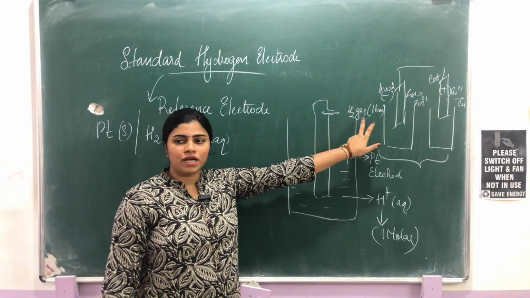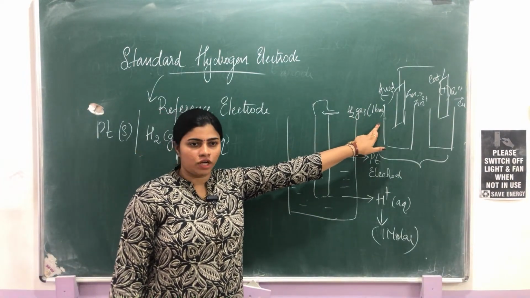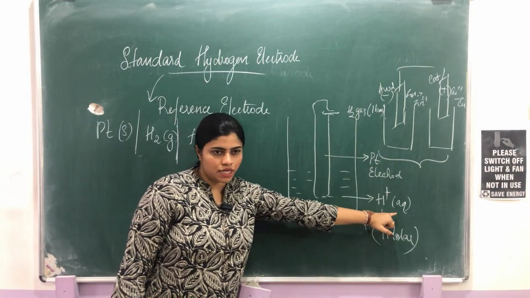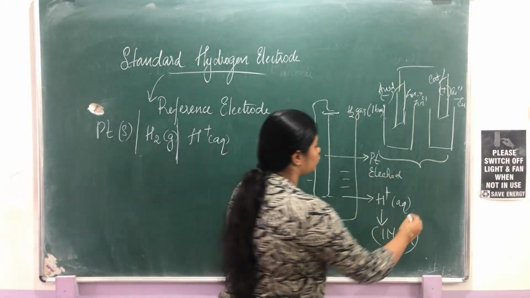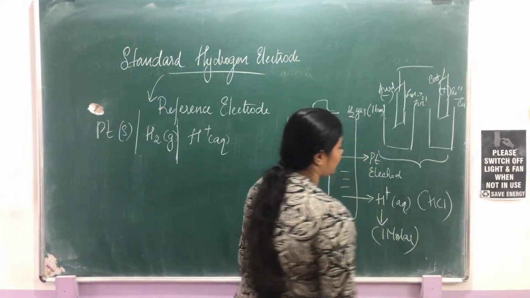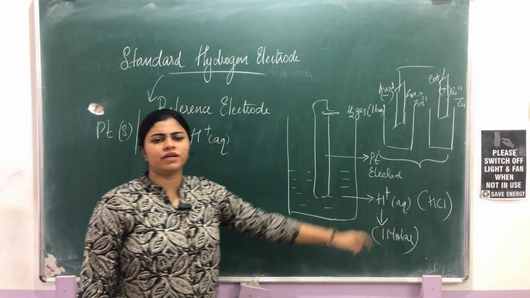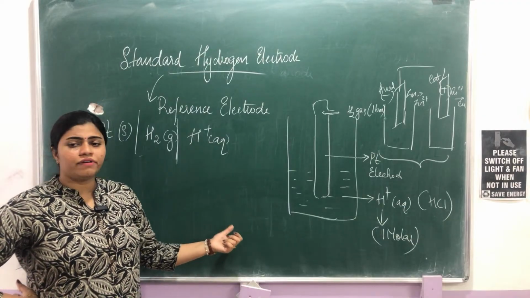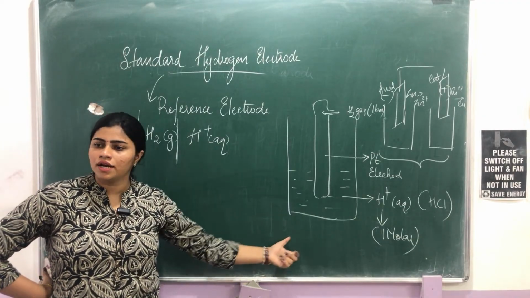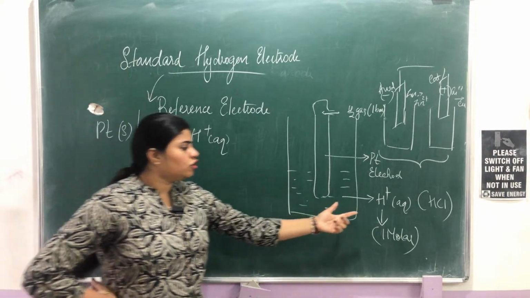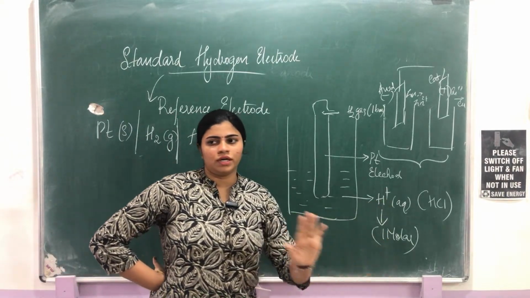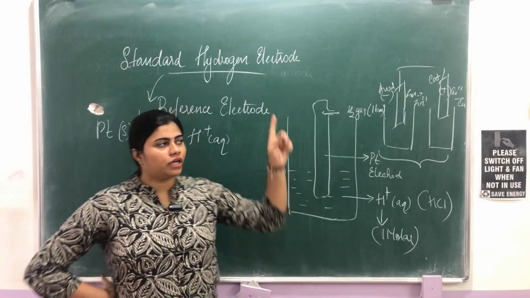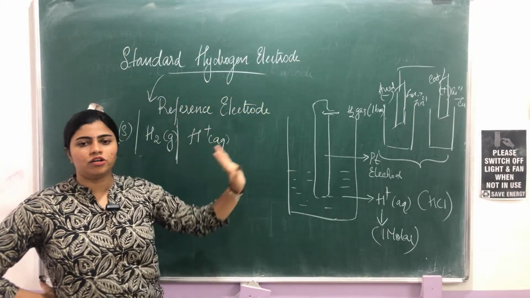What is here? You are having hydrogen gas, which is of 1 bar. You are having H plus ion. It can be HCl. Okay, usually we use HCl. Why am I writing HCl is giving H plus? Simple chemistry. HCl is giving in aqueous solution H plus and Cl minus. Clear? So now this is taken as 1 molar. I hope you are clear. Why is it 1 molar? Because it's a standard hydrogen potential.